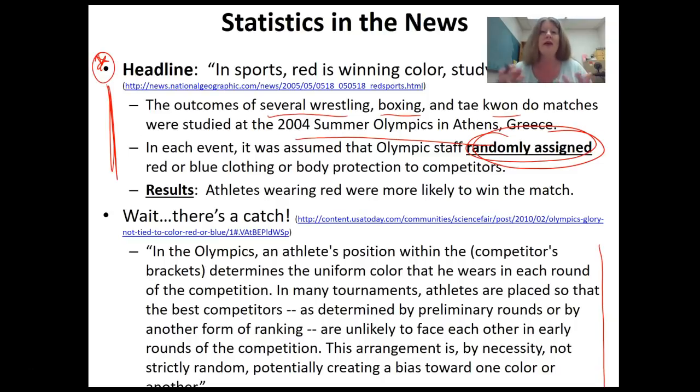So again, look for random assignment. Has there been random assignment? If there hasn't been random assignment, or if that assignment is questionable, then it's always possible that the results aren't really going to mean what we think they mean, that some lurking variable has come into play and is affecting the response. Okay, so we'll pause here and then we'll come back and talk about our last principle of experimental design.